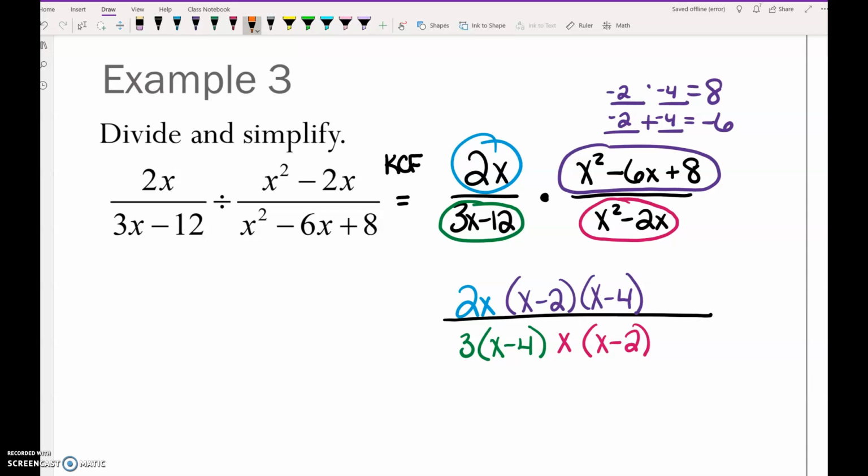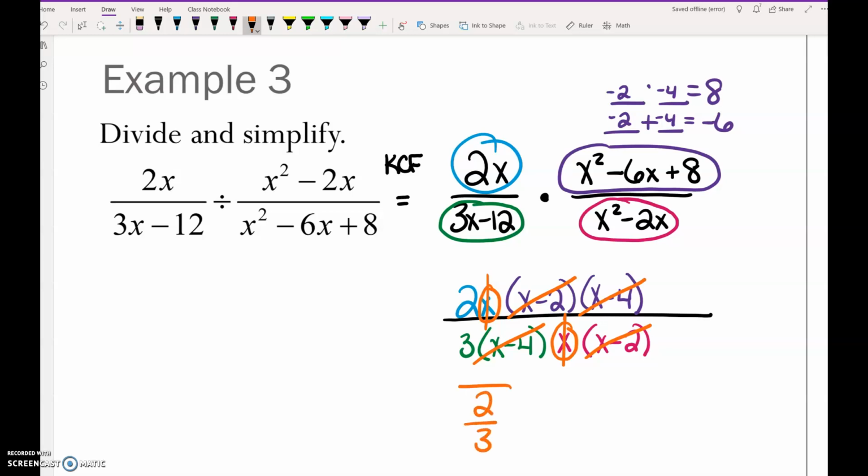What cancels? X minus 2, x minus 4. Anything else? This x with the 2 will cancel out this x on the bottom. It's not 2x, it's actually 2 times x. So what's left?